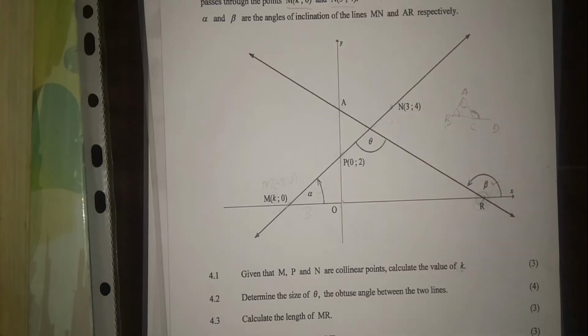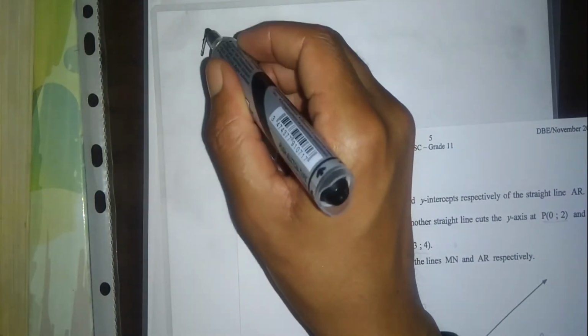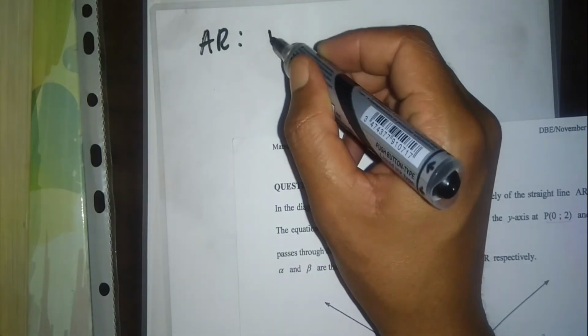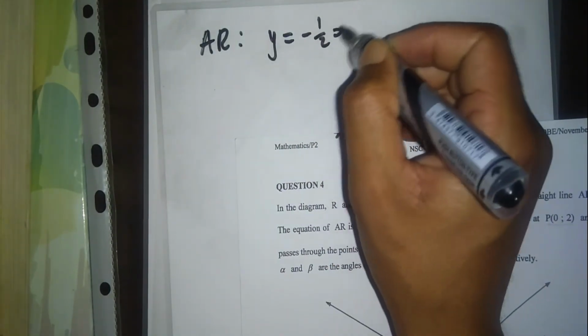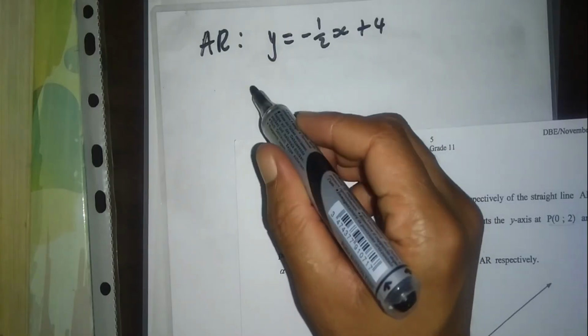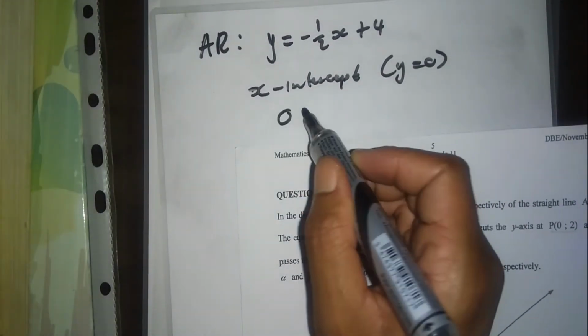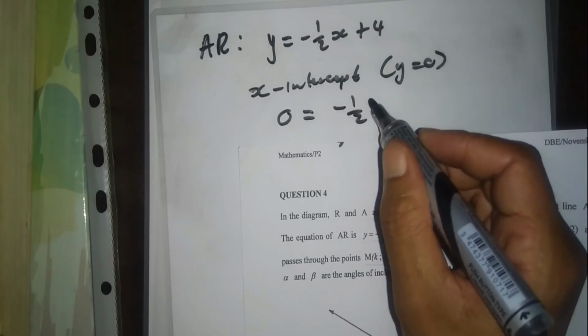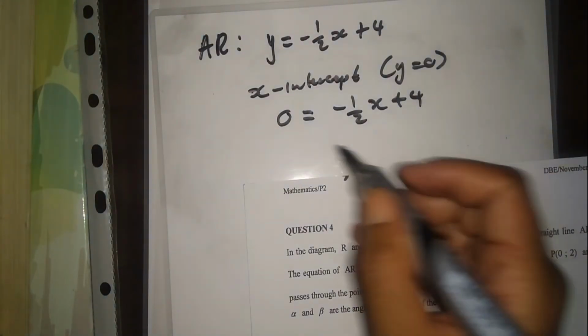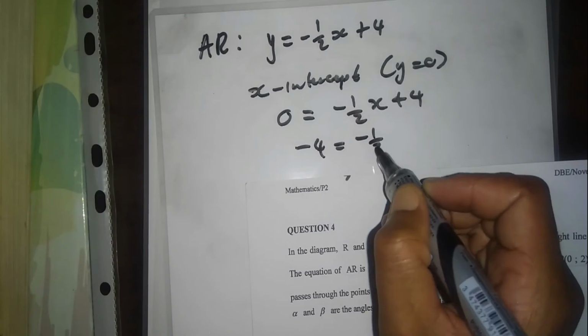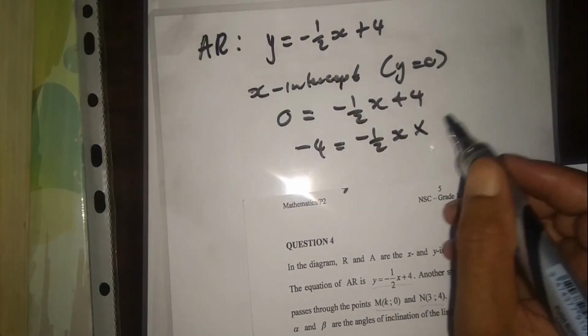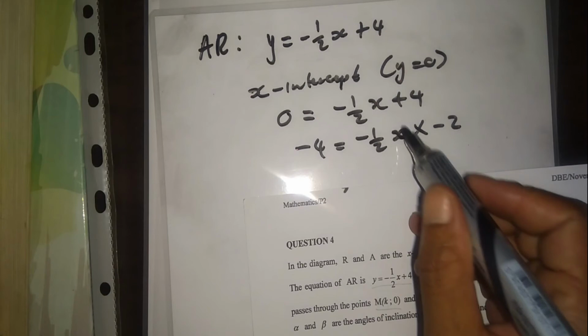Now, on the calculator, for line AR we have y equal to minus half x plus 4. Because I want the x-intercept, the x-intercept makes y equal to 0. So it's going to be 0 equal to minus 1 over 2 x plus 4. Transpose: it's minus 4 equals minus 1 over 2 x. Multiply by minus half.